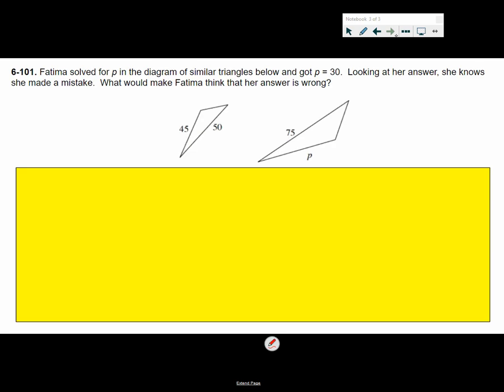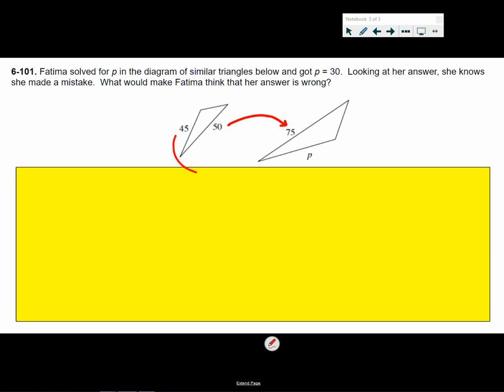Okay. The next one says, Fatima solved for P in the diagram of similar triangles below and got P equals 30. Looking at her answer, she knows she made a mistake. What would make Fatima think her answer is wrong? So in order for this shape to be similar, the shapes are getting bigger. And 50 corresponds to 75 and 45 to P. P has to be bigger than 45 in order for this shape to be similar.